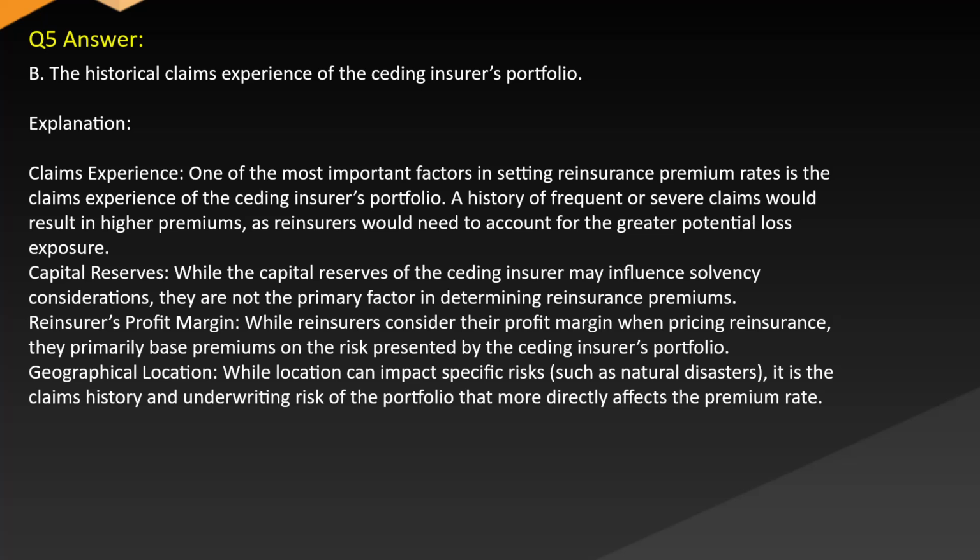Capital reserves. While the capital reserves of the ceding insurer influence solvency considerations, they are not the primary factor in determining reinsurance premiums. Reinsurers' profit margin. While reinsurers consider their profit margin when pricing reinsurance, they primarily base premiums on the risk presented by the ceding insurer's portfolio. Geographical location. While location can impact specific risks, such as natural disasters, it is the claims history and underwriting risk portfolio that more directly affects the premium rate.